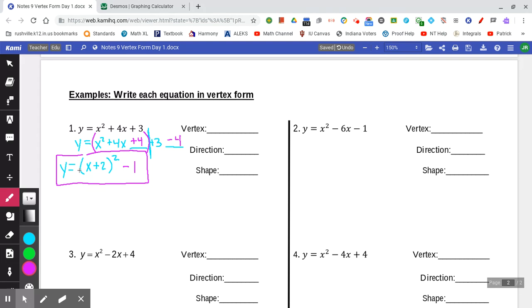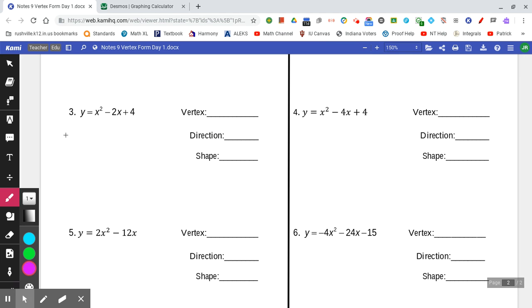We have our a out in front, which is a positive 1. So that means that this graph, since it's positive out in front, opens up. Since it's a 1, it means that the shape of this graph is going to be normal. And the vertex, take the opposite of what's inside parentheses, which is negative 2, and then the number at the end, which is negative 1. The vertex, the minimum point for this graph, is located at negative 2, negative 1.